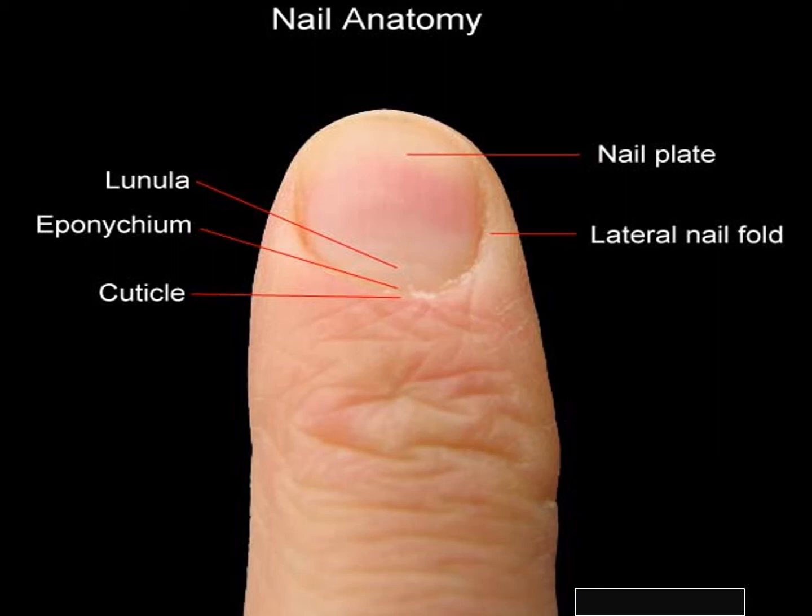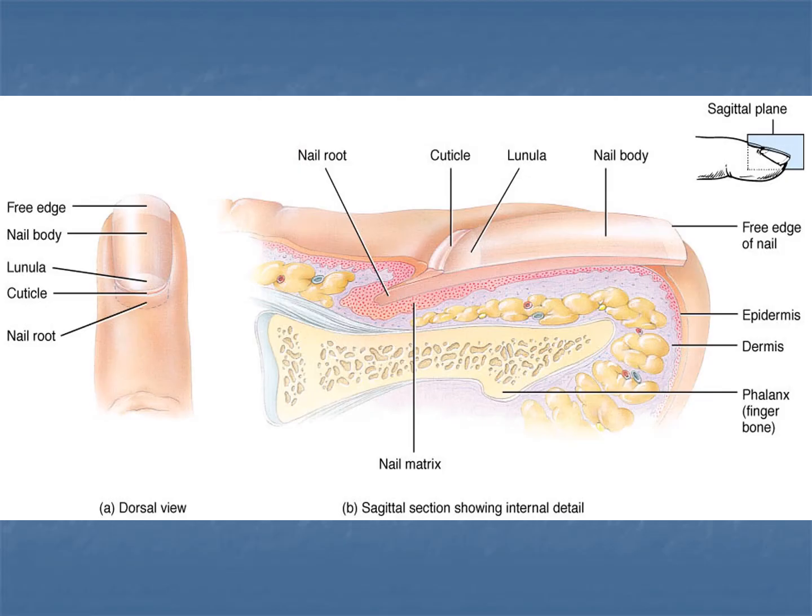This is the nail root, which is present in the skin, and the nail plate rests over the nail bed, which is more visible in the cut section. The underlying epidermal cells are the nail bed, and the space between the nail plate and nail bed is called the hyponychium.